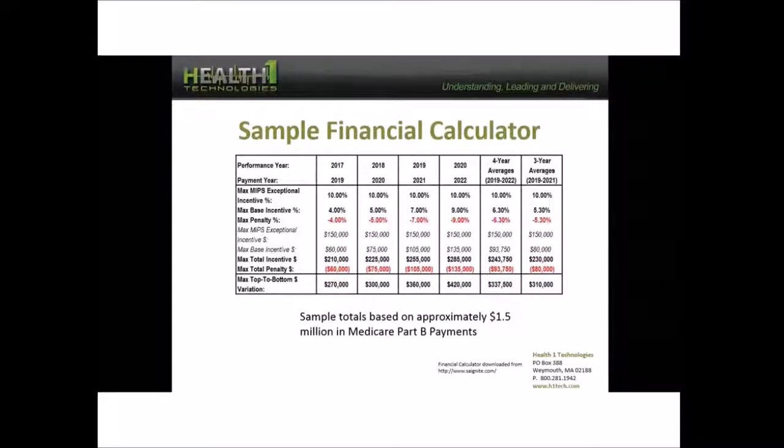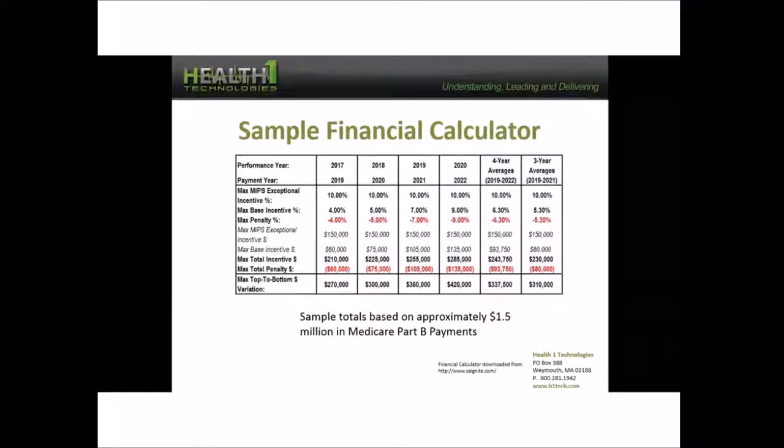And you can see in 2017, that exceptional performance money that I talked about, I put in a 10% number. It can be up to 10% actually. And then there's a base incentive or penalty, which is 4%. So this particular group, if they were to score at the very top of their curve, could get $150,000 just in incentive dollars. In addition, they would get $60,000 in base incentives. So their total incentive dollars could be up to $210,000.